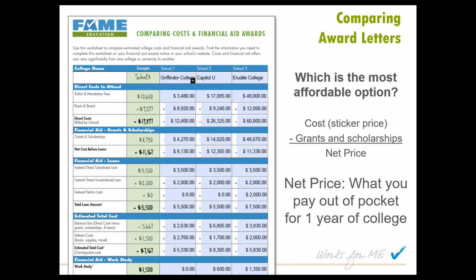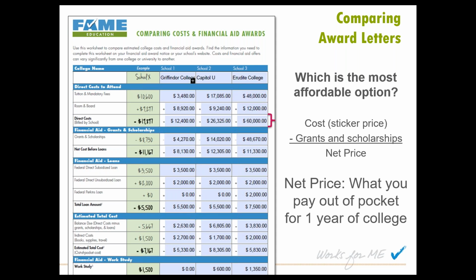So the net cost before loans is quite different once you start figuring out what the aid is. A college like Erudite, which you maybe thought was more expensive, could actually be less expensive. So again, you shouldn't necessarily write off a big sticker price school like that because they may have more funds to give out. That's an important thing to remember.